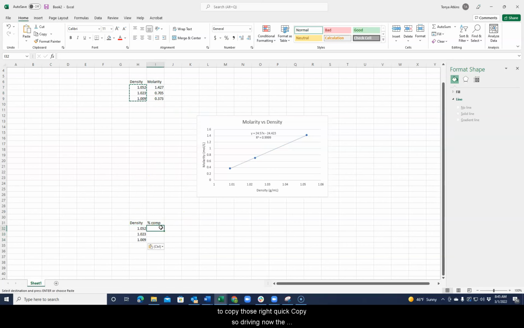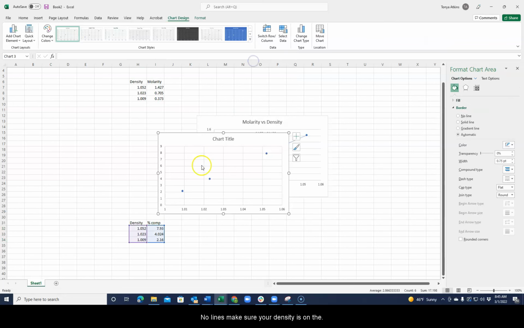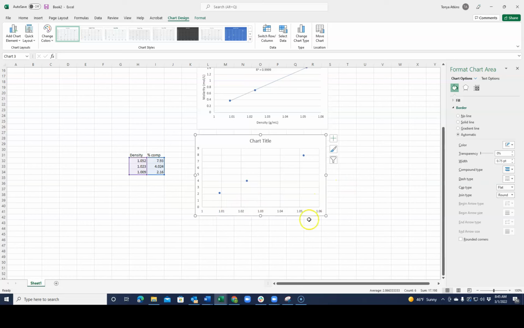Now the percent composition, I just get that from my data, so 7.930, 4.024, and here's 2.160. All right, and I'm going to do the same thing, highlight everything, insert, scatter, no lines, make sure your density is on the x-axis, it looks like it is. There's your percent comp, that makes sense, so it should be, our highest point is about 8. Go to quick layout on the left-hand side.